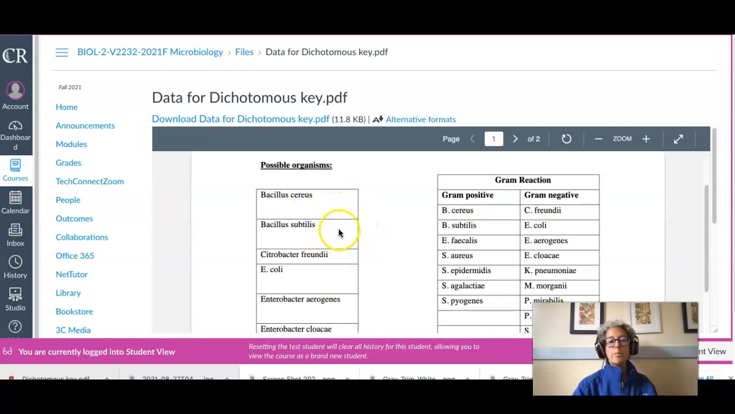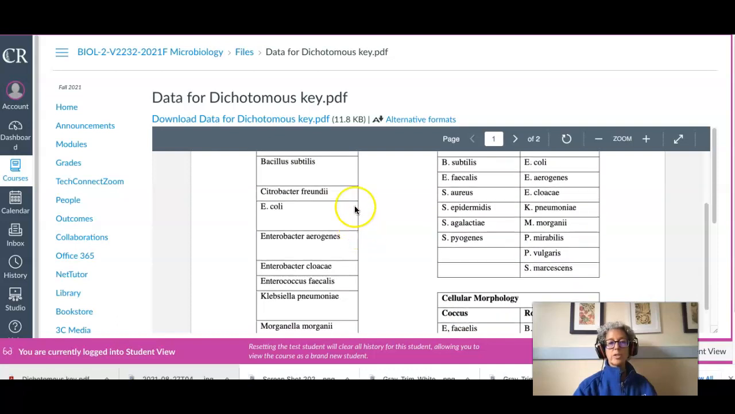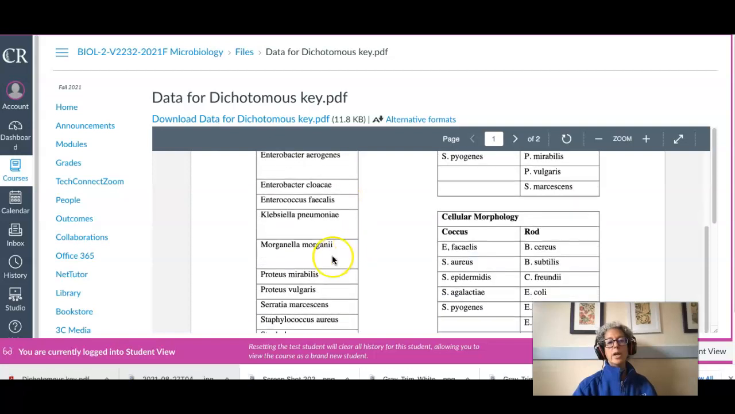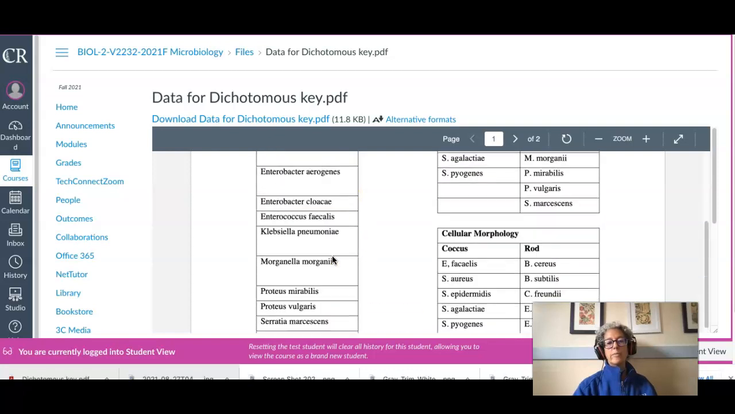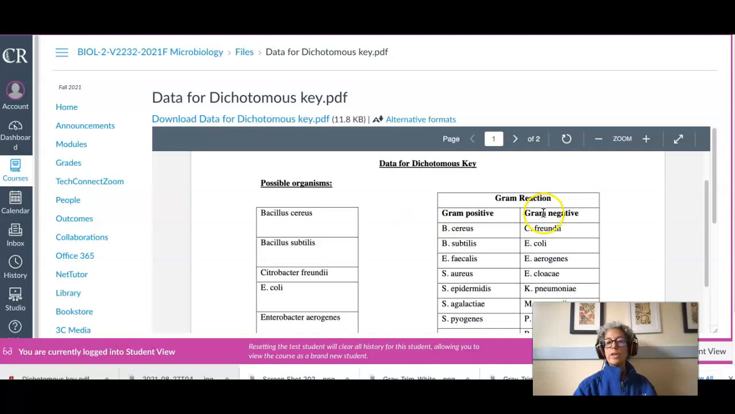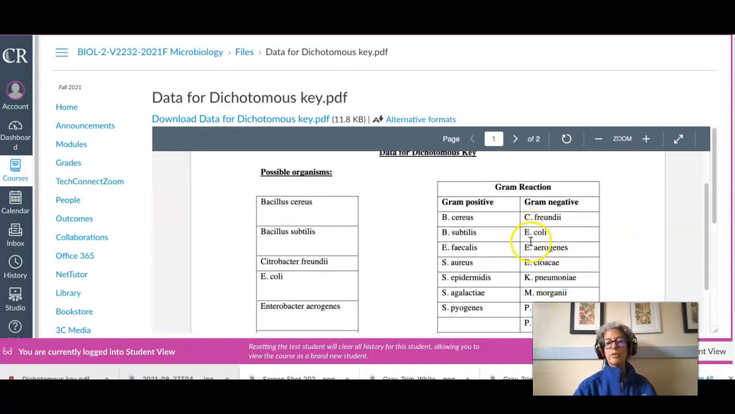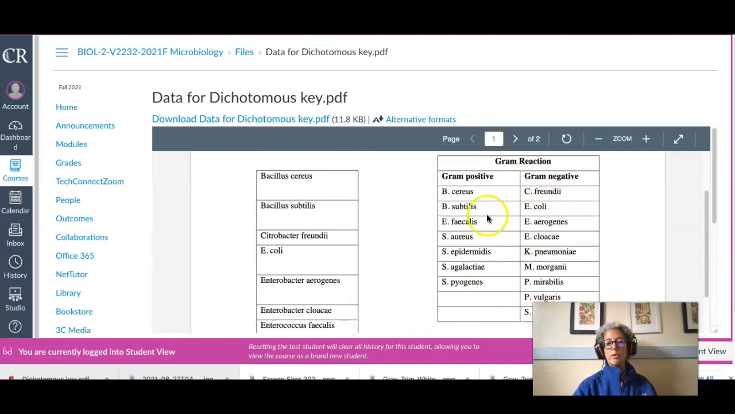And these are the possible organisms: Bacillus cereus, Bacillus subtilis, Citrobacter freundii, E. coli, and going on and on. And then I provide you with which of those microbes are gram positive, which of those microbes are gram negative.